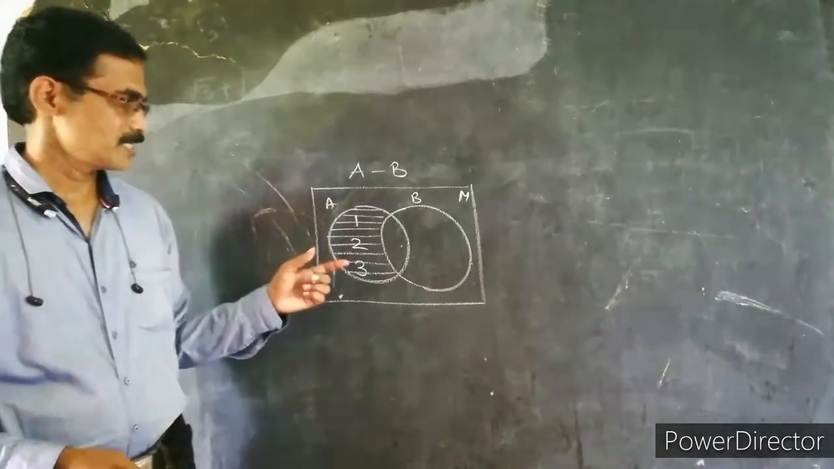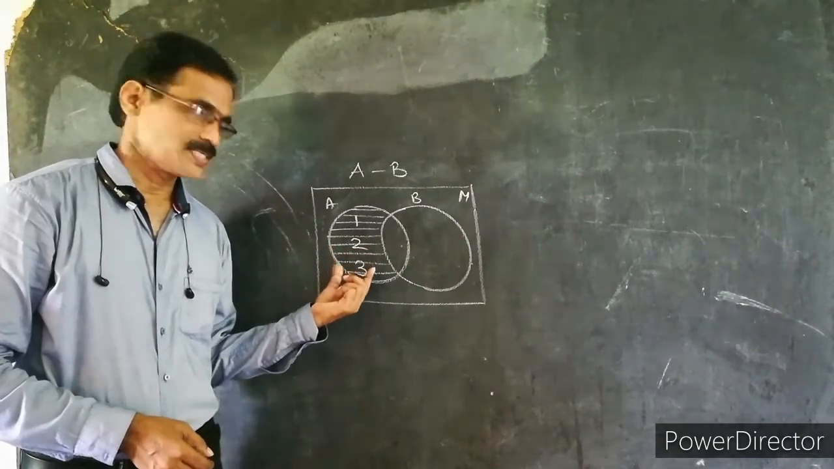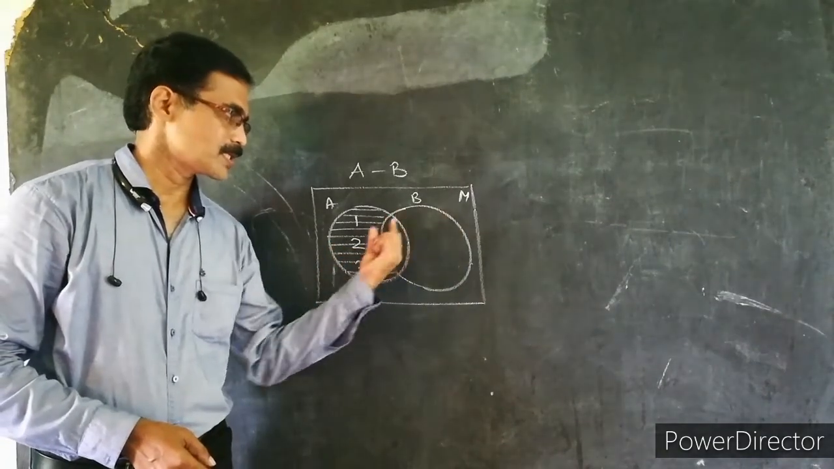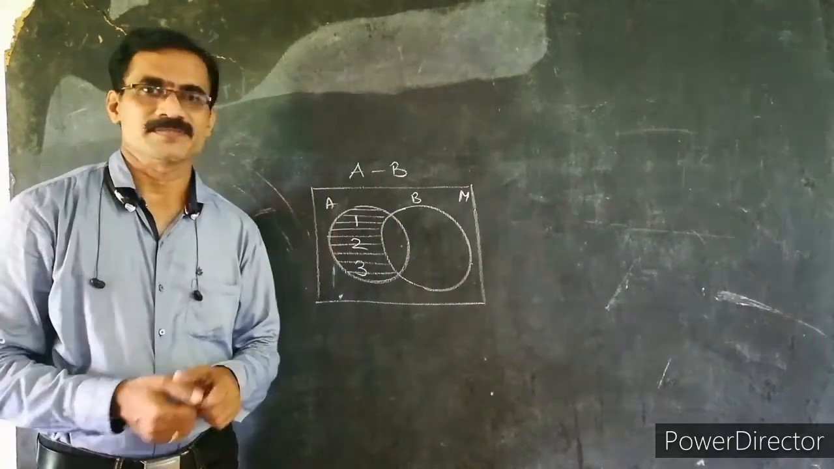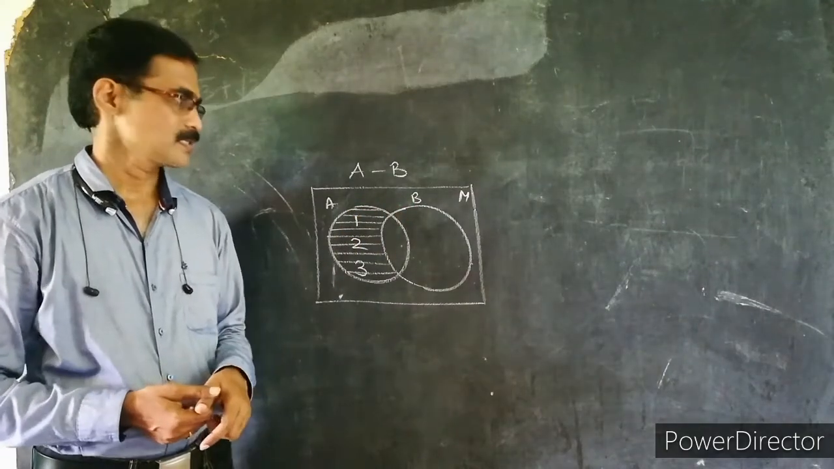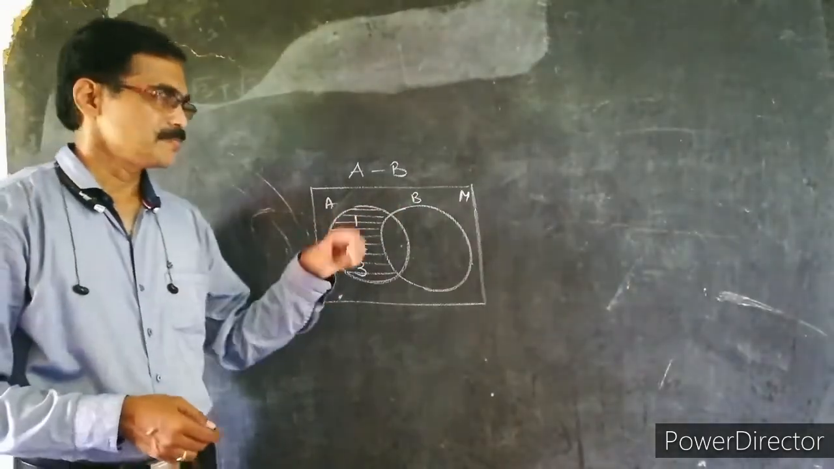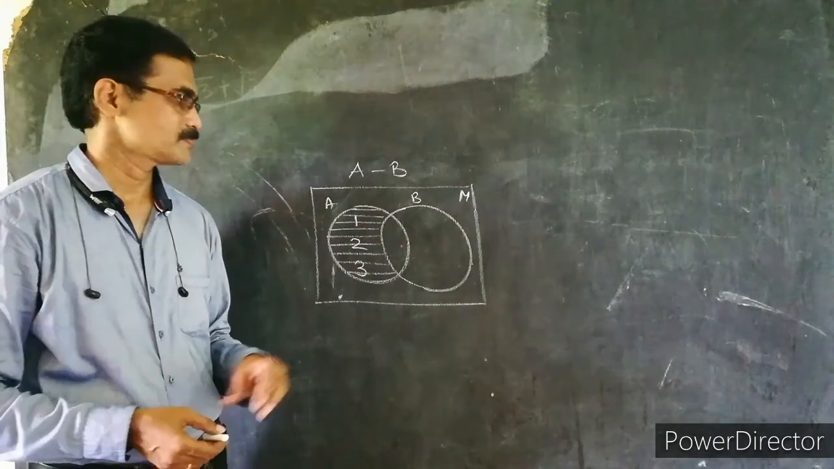But what is A minus B here? Only A part should be shaded. The remaining part don't shade. That is A minus B. That is the difference of two sets. Okay. And B minus A. How can we write here B minus A?